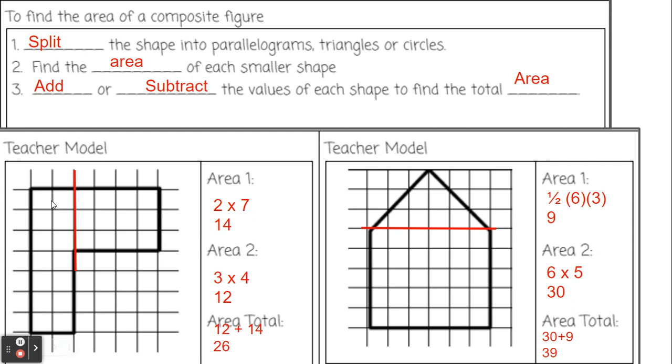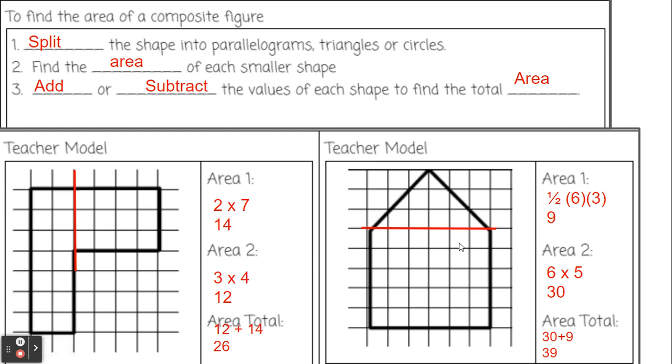So this is my first shape right here, 2 by 1, 2, 3, 4, 5, 6, 7 blocks. So I said the area of the first figure is 2 by 7, or 14. My second figure is 3 by 4, or 12. So then I add my areas, 12 plus 14, and the total area of this figure is 26.